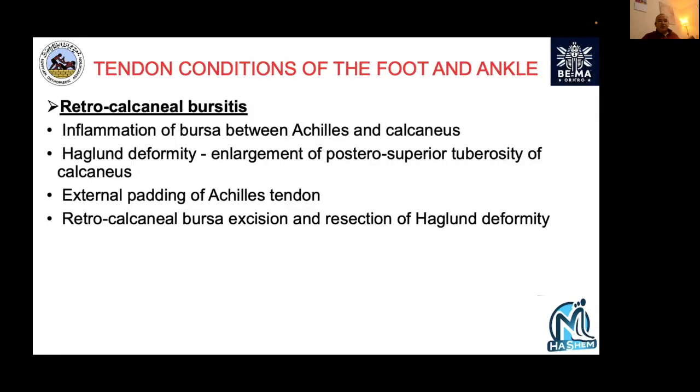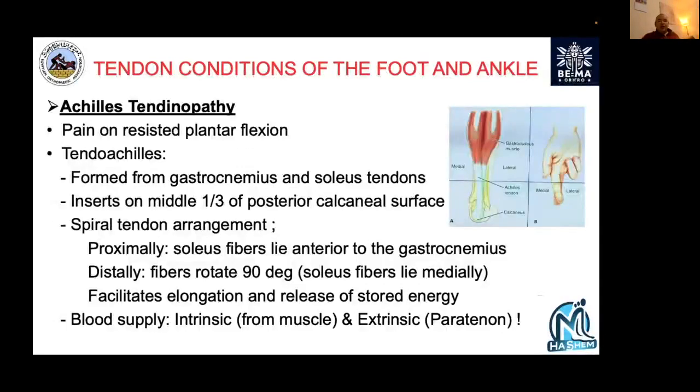Patient need to do stretch exercises for the Achilles, and definitely in the later stage, if the patient starts to complain, you have to go remove the bursa and the Haglund. When we speak about the Achilles tendinopathy, you need to understand that the patient will come to explain to you pain in the Achilles on resisted plantar flexion.